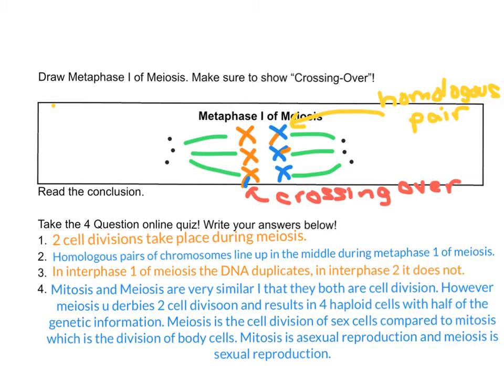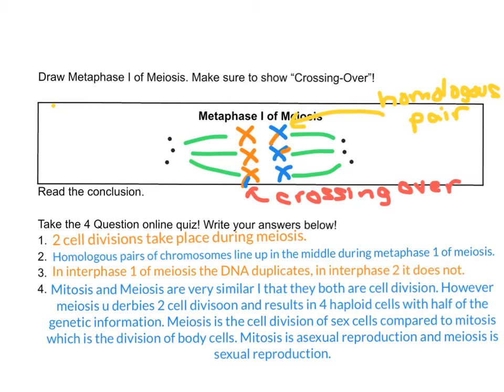3, explain a difference in the process of interphase 1 and interphase 2 of meiosis. In interphase 1, the DNA duplicates, so that way we can separate it into all of the new daughter cells. In interphase 2, it does not, because the whole process is to cause the division to happen, so we don't want to re-replicate what we're trying to divide.